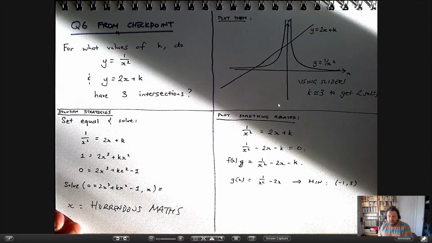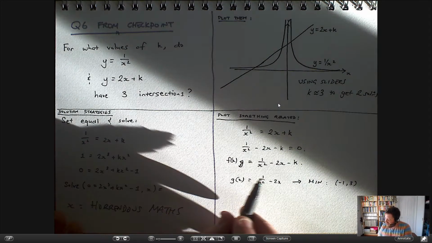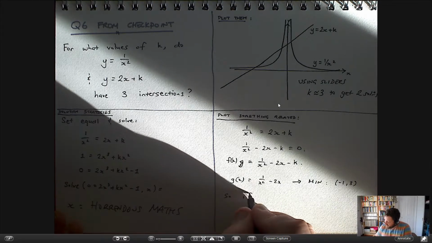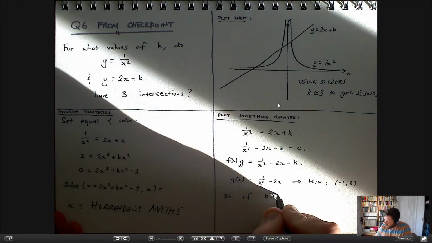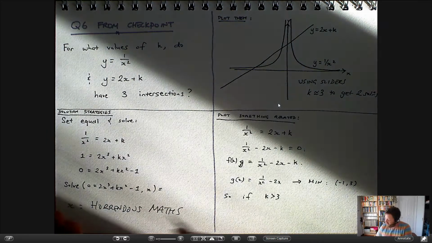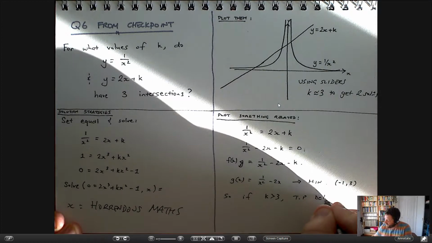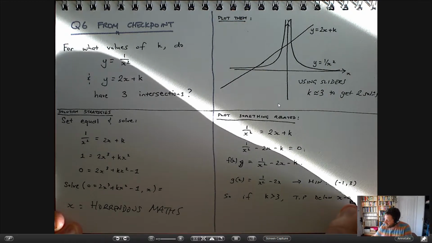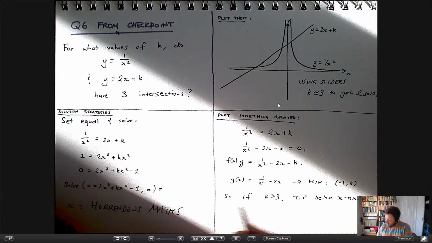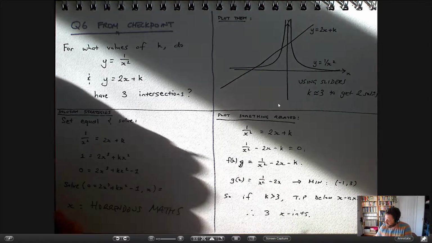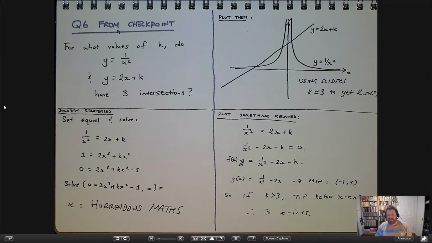All right. What's the difference between g and f? Oh, it's just that minus k. So if k is greater than 3, the turning point is below the x-axis, therefore 3 x-intercepts.